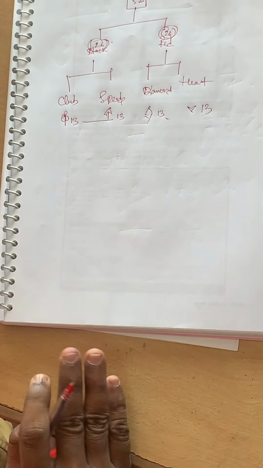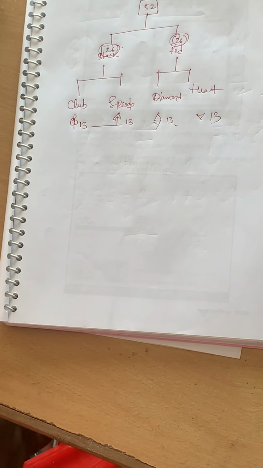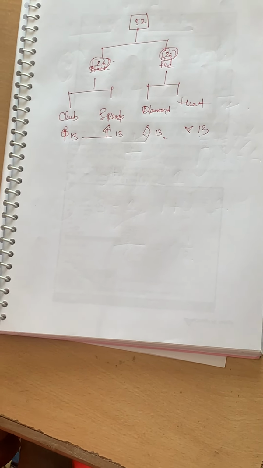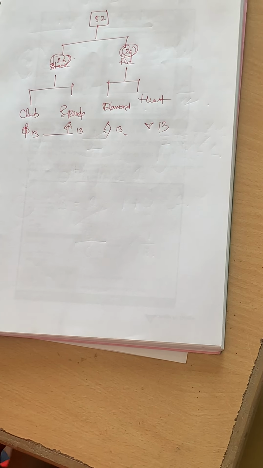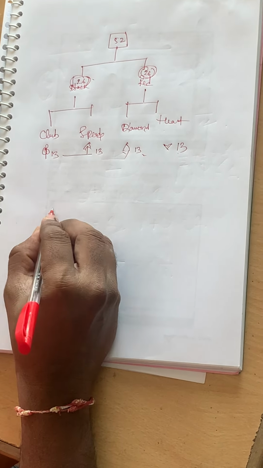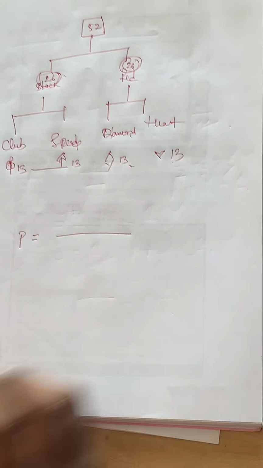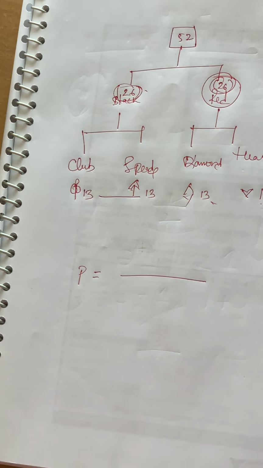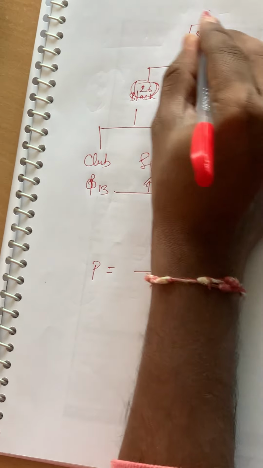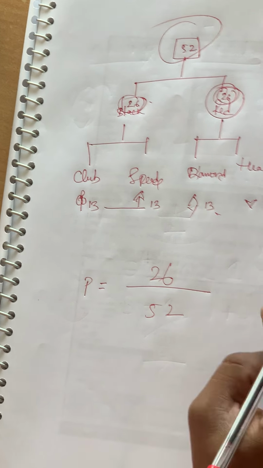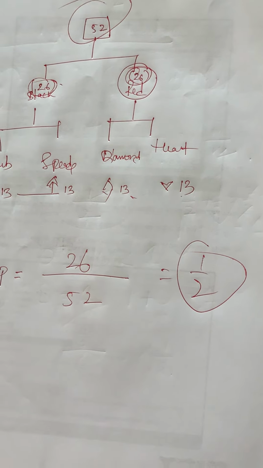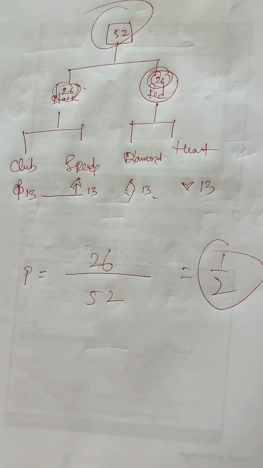So in a standard pack of cards, getting a red card is my success, only red cards. Then what is the probability? My favorable case is only red cards. That means in a standard pack of cards, the total number of red cards is 26 out of 52. Then 26 by 52 equals 1 by 2. So this value lies between 0 to 1 only.